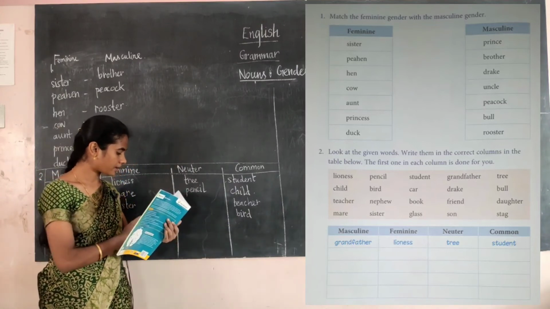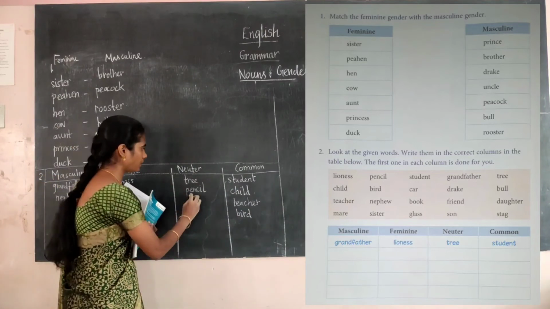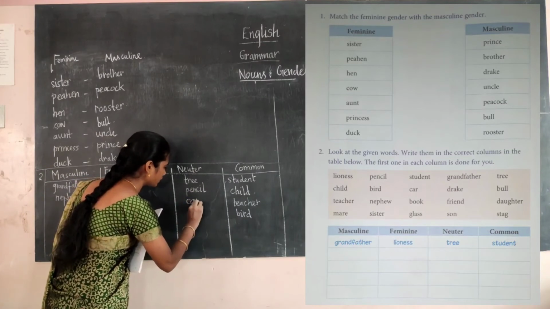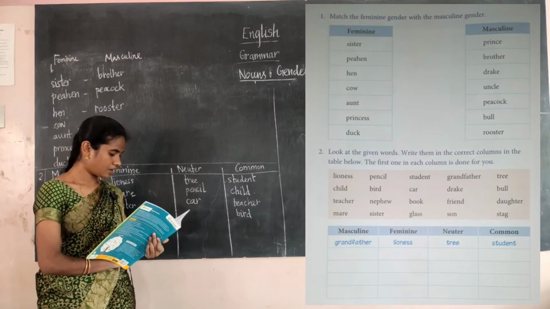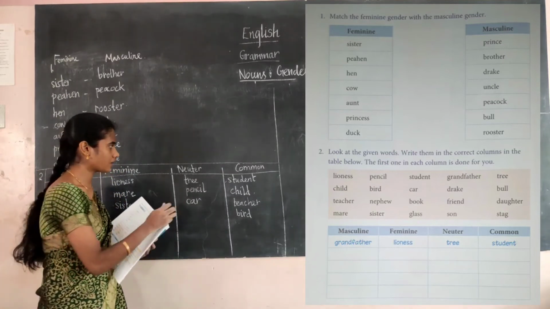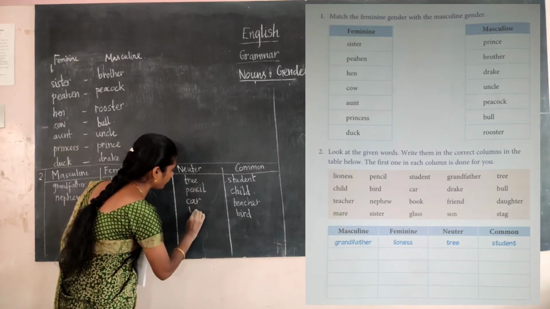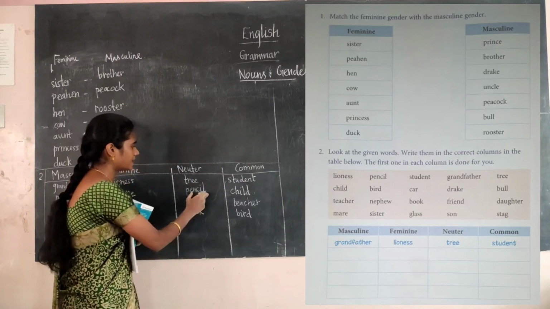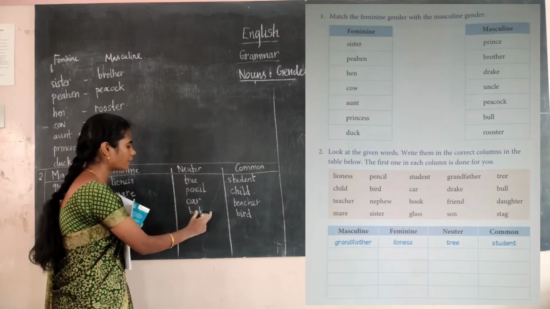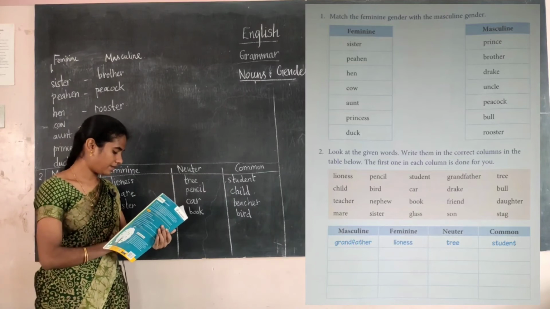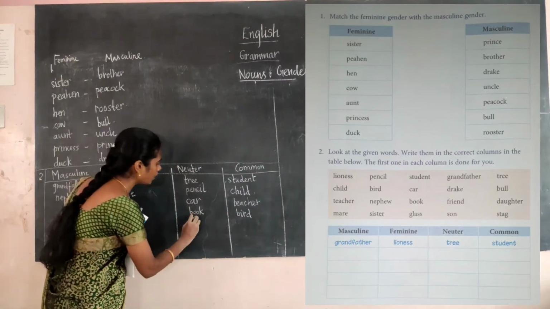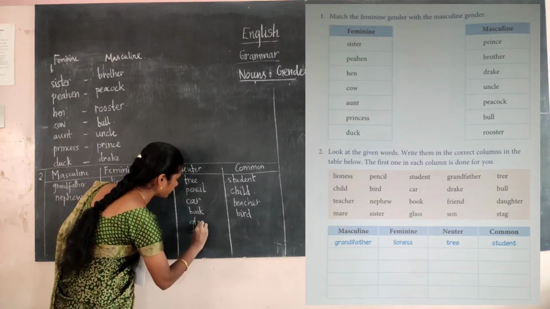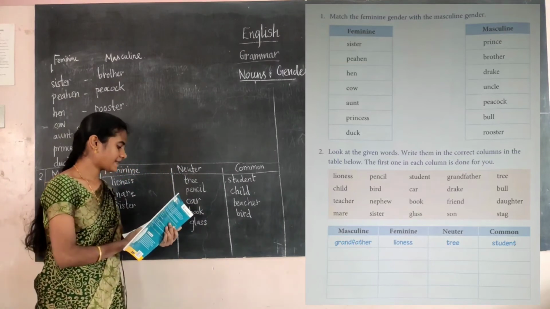Then car. Car is the neuter gender. And book. Book is also a neuter gender. It's a non-living thing. Pencil is a non-living thing. Car is a non-living thing. Book is a non-living thing. Then glass. Glass is also a non-living thing. Okay, it's a neuter.